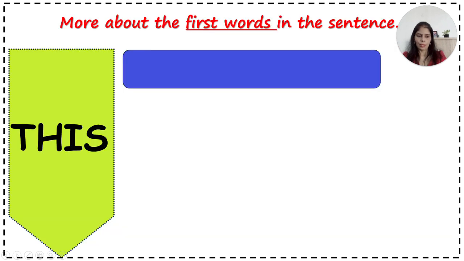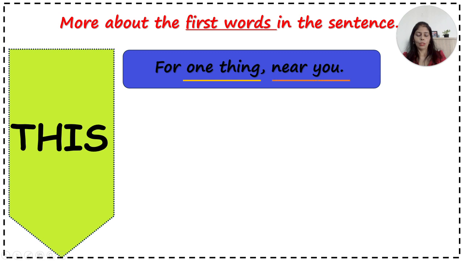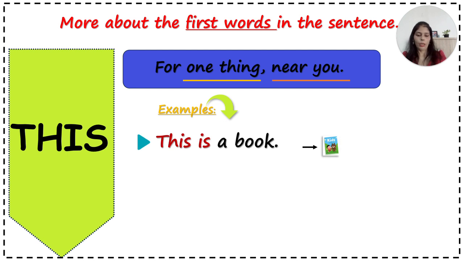So the first one is this. This is used for one thing near you, right? What you need to remember is that it is used for one thing near you. Near you means something which is just at your hand's distance. You can just stretch your hand and pick up the thing. For example, we can say this is a book. Like I just stretched my hand and there was a book lying near me, and I picked up the book. So this is a book, right?